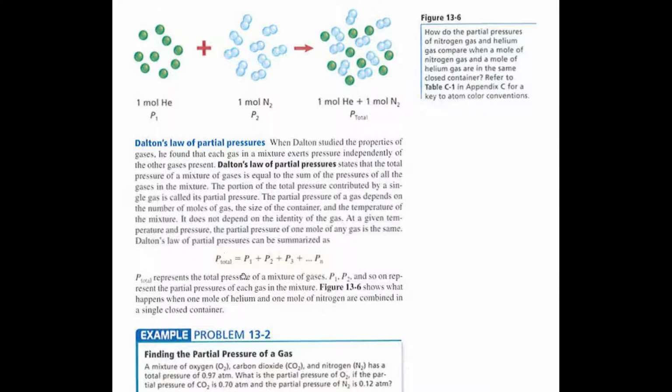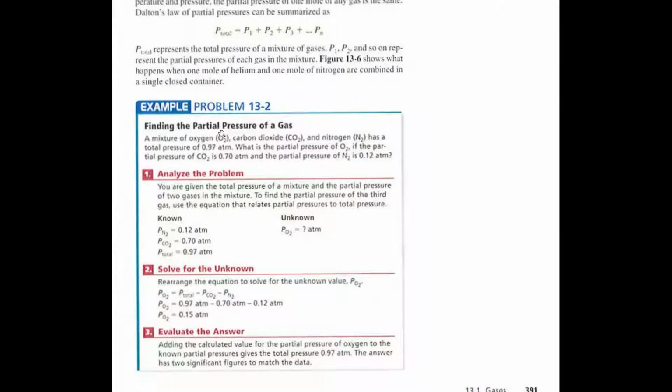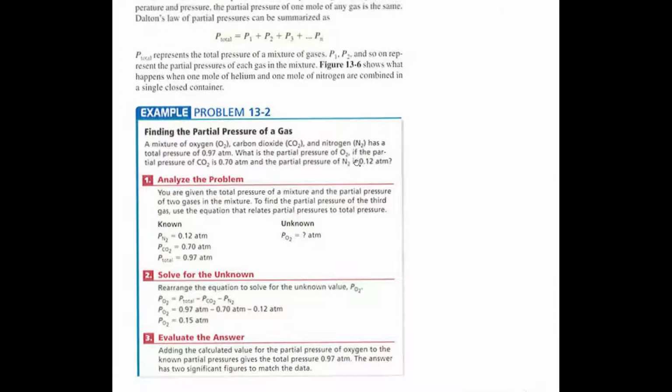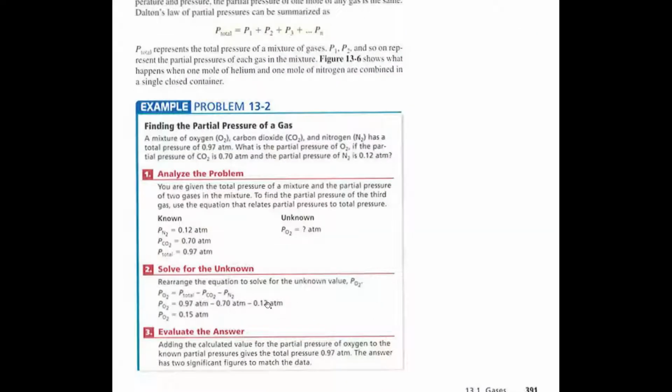That just means if you want the total pressure, you just add up all of the pressures of the component gases that you put in there. For example, this particular mixture of oxygen, CO2, and nitrogen has a total pressure of 0.97. The partial pressure of CO2 is 0.7, partial pressure of N2 is 0.12, so what's the partial pressure of O2? Well, this is easy. We know that the 3 added up equals 0.97, so we just have to subtract the other two from our total, and we get our answer. Super simple.